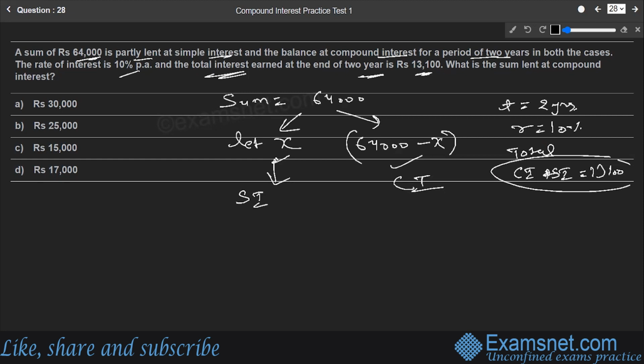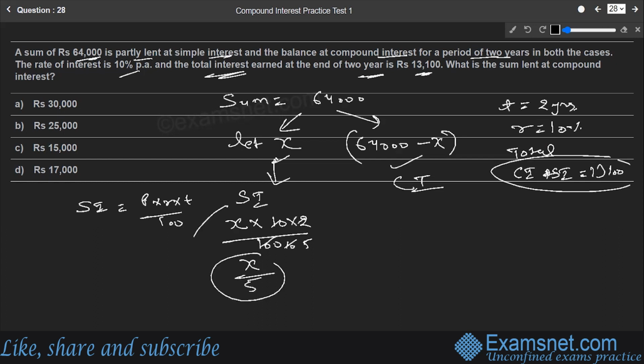So let us find out the simple interest. The formula for simple interest is simply P into R into T upon 100. So the simple interest value will be nothing but the principal is X, rate value is 10, time value is 2, upon 100. If you solve this further, 10 cuts the 100 by 10, 2 cuts the 10 by 5. So the simple interest comes out to be X by 5.